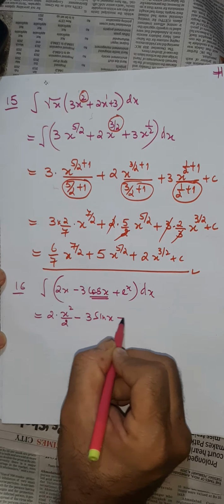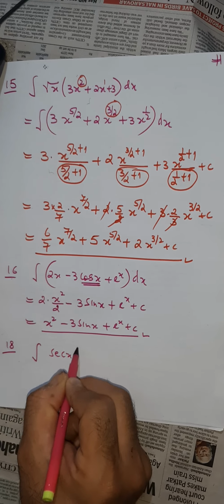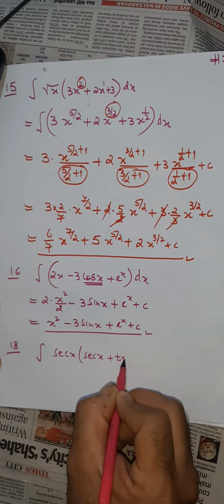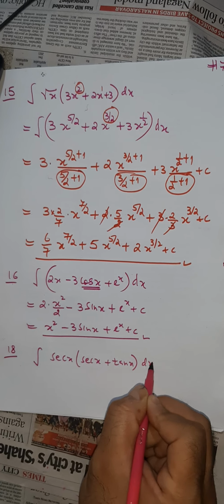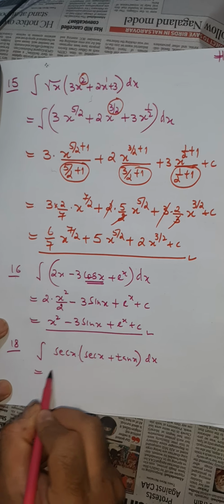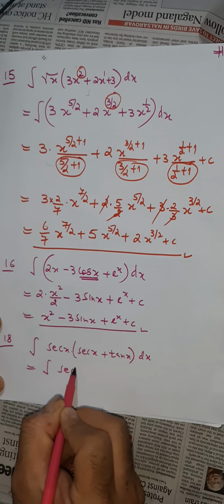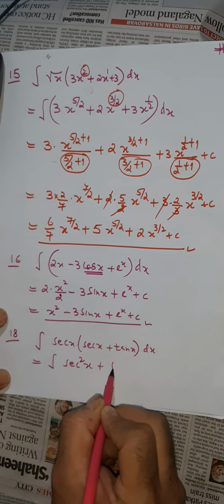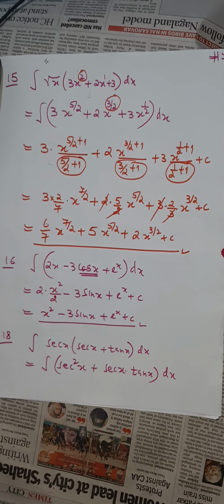17 is also like this only. Go to question number 18. There you have sec x, inside the bracket sec x plus tan x. So I'll just open the bracket because this is a product and we don't have a product rule. So I'll get sec squared if I open the bracket, plus sec x into tan x. And now you can see that both are standard functions.